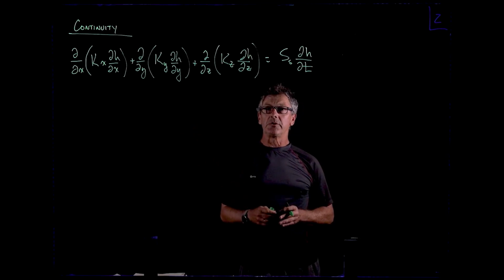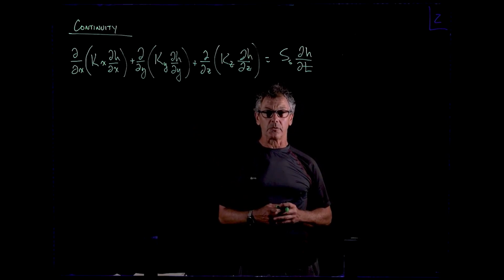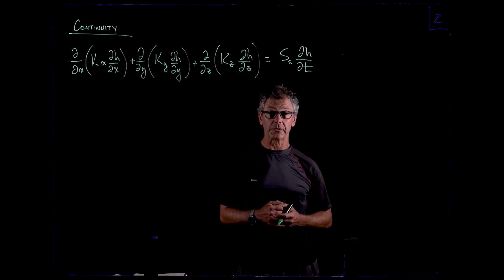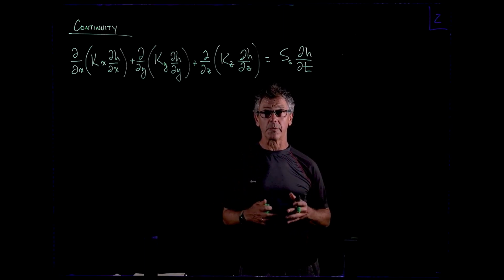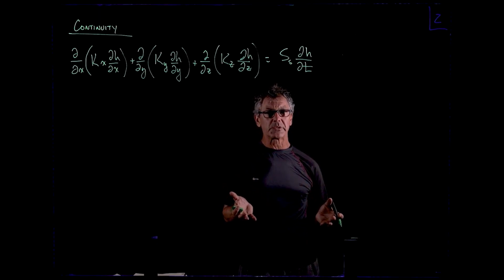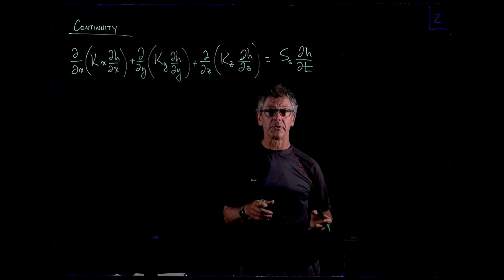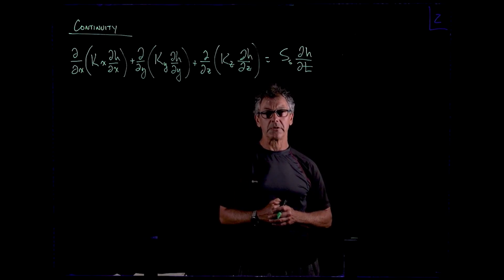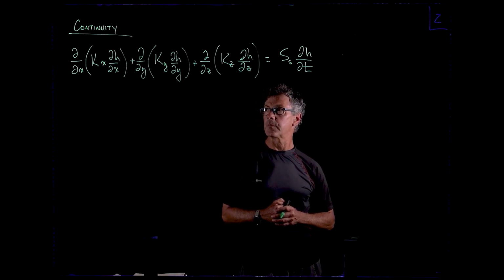So we developed our continuity equation using our control volume, and we ended up with this rather unfriendly partial differential equation. Even the word partial differential equation isn't very friendly. So we're going to see if we can make some assumptions that aren't too unreasonable that will simplify this equation and make it a little bit easier to approach and work with.